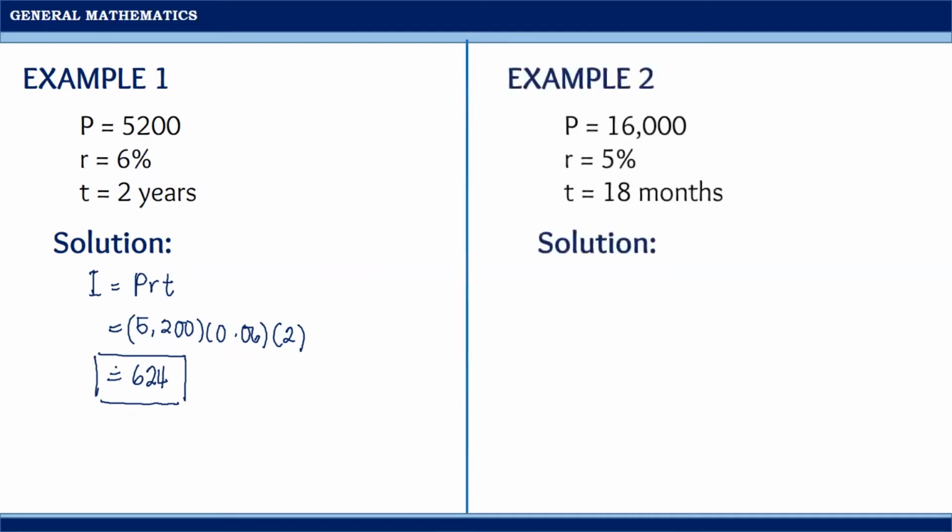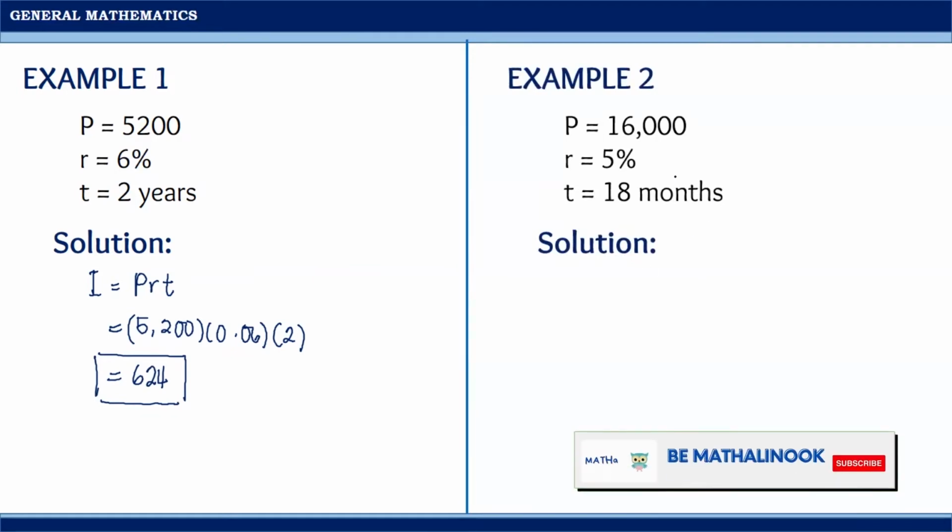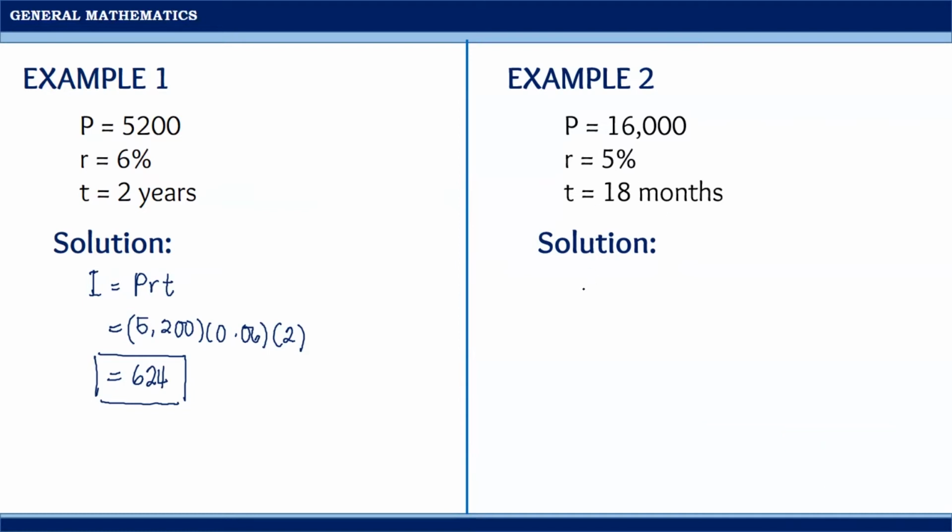Let us have another example. For this one, suppose that our principal is equal to 16,000, the rate is equal to 5%, and the time is equal to 18 months. Then, to solve for the interest, again, we simply need to multiply the principal, the rate, and the time. Remember that we need to convert the 5% into decimal, so it will become 0.05.